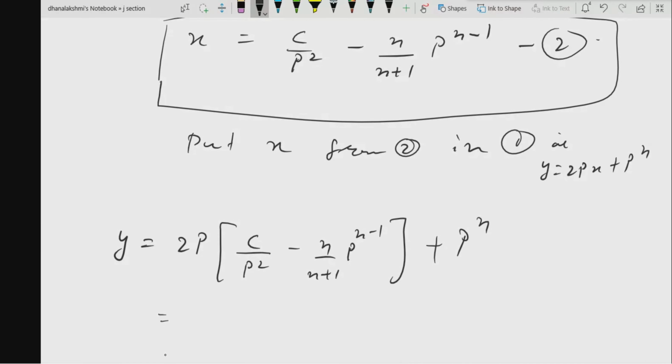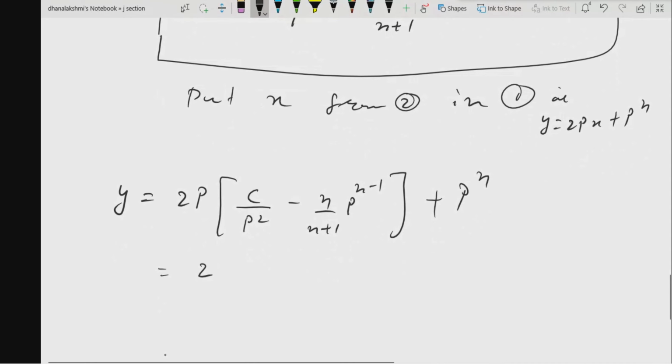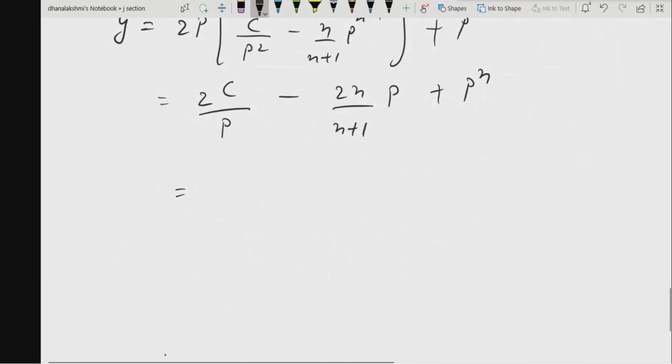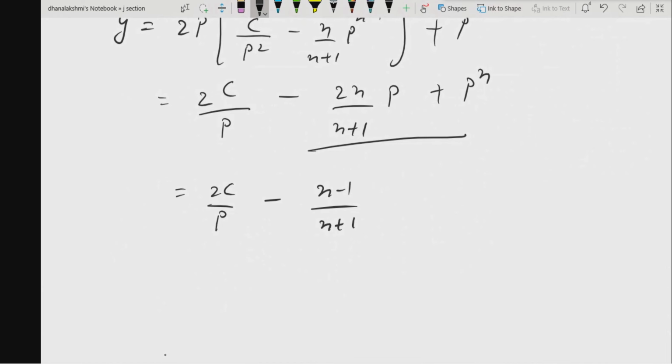So on simplification, you will get 2c by p as the first term. Second term, you will get minus 2n by n plus 1 into p to the power n. Further, I can write this as 2c by p minus, simplifying these last two terms, n minus 1 by n plus 1 into p to the power n. Can I write it?